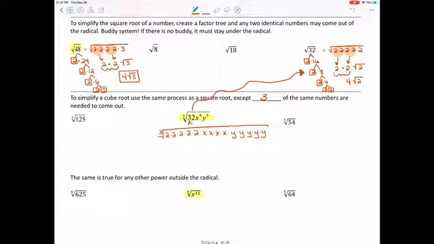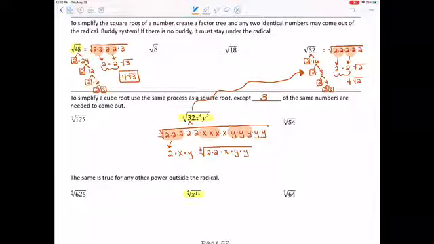Now we want to look for groups of 3. So here's a group of 3 2's, here's a group of 3 x's, here's a group of 3 y's. So the groups get to come out in front. So I get a group of 2 out in front, a group of x out in front, a group of y out in front. And then inside the root, anything that doesn't have a group of 3 has to stay in. So I have a 2 times a 2 times an x times a y times a y.